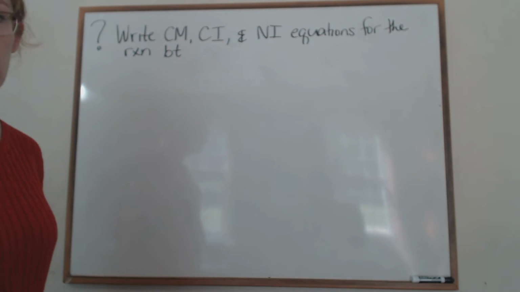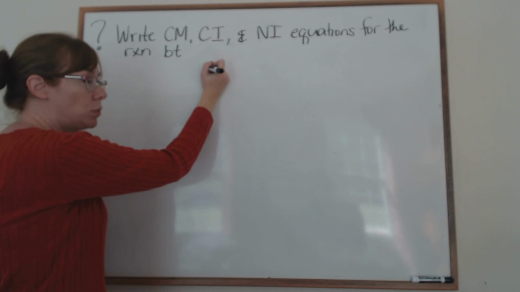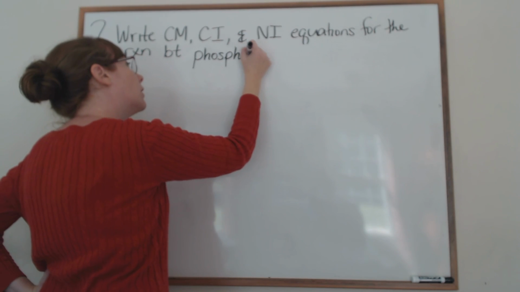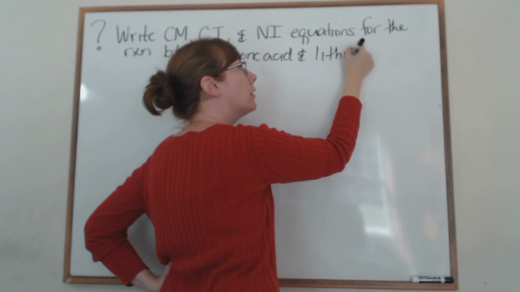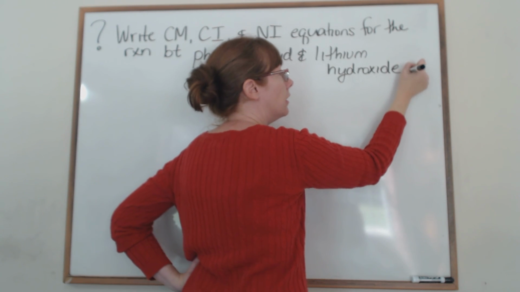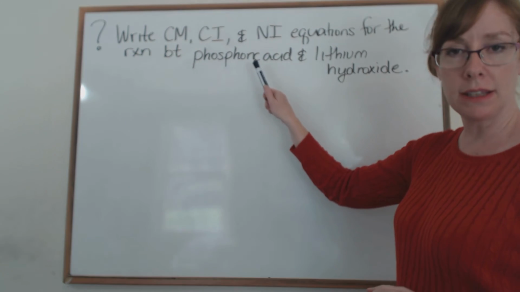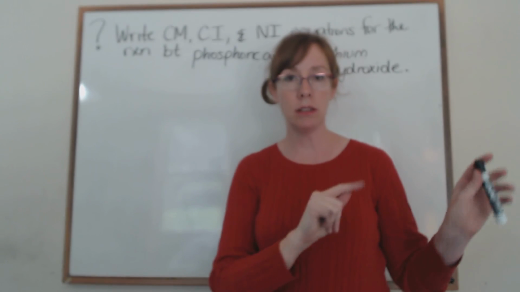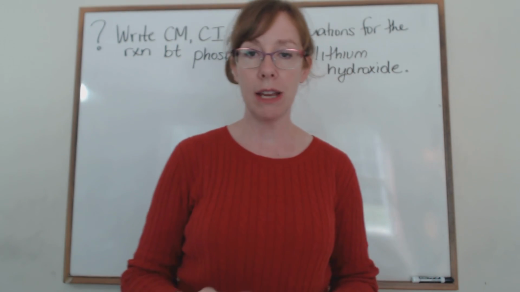So let me have you try to write the complete molecular ionic and net ionic equations for the reaction between, how about phosphoric acid and lithium hydroxide? See if you can use the knowledge that we just imparted to do this. This is another acid-base reaction. Acid plus base yields water plus salt. So see if you can do that, and if you can, you have learned something wonderful. So I will see you next time for part 2.